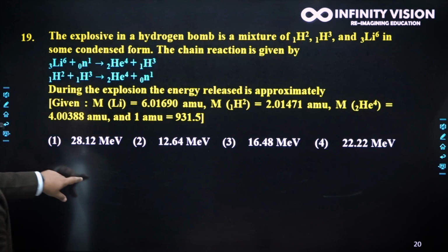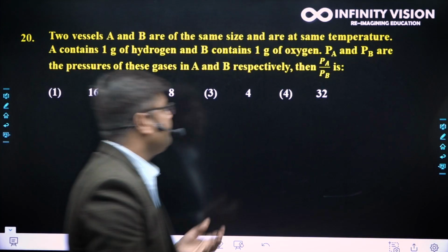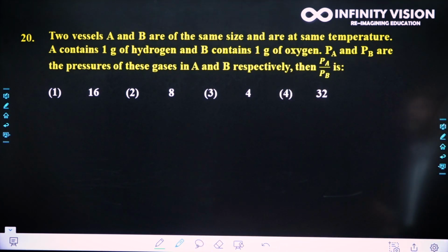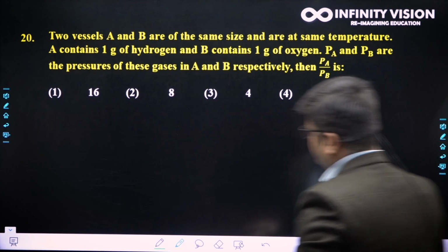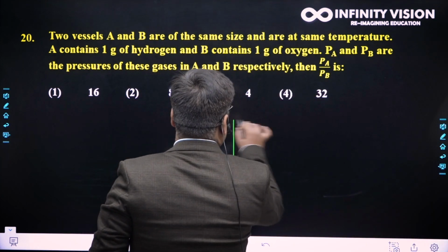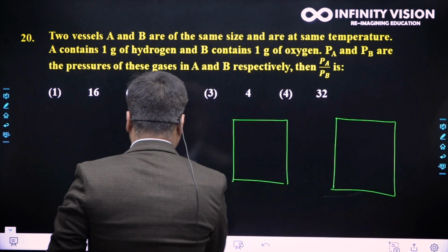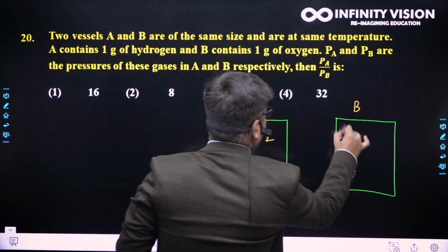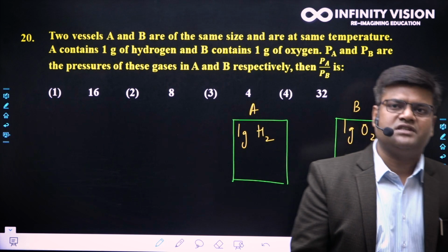Now next question number 20, the last question for this section A. Two vessels A and B are of the same size and are at the same temperature. A contains 1 gram of hydrogen and B contains 1 gram of oxygen. PA and PB are the pressures of these gases in A and B respectively, then PA by PB is. This is vessel A and this is vessel B. Here we have 1 gram of hydrogen and here 1 gram of oxygen. The volume and temperature of both vessels are the same.